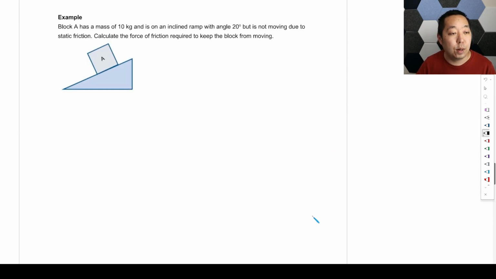Okay, let's look at this problem. Block A has a mass of 10 kilograms, sits on an inclined plane, but is not moving. Calculate the force of friction required to keep the block from moving. Okay, now I didn't give you a static frictional coefficient, right? But I could have given you one. But you wouldn't need it in this case because here's mg. And then what else is touching it? Well, we just have a surface, right?